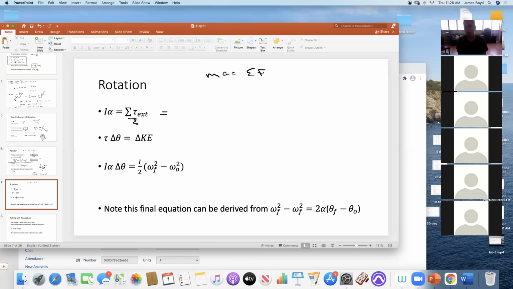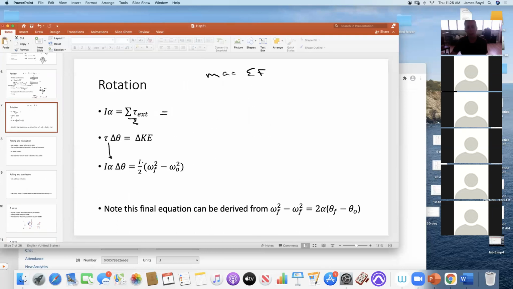The kinetic energy or work, the change in kinetic energy, is equal to the torque times delta theta. If you multiply I alpha, which is what torque is, times delta theta, you get one half I omega final squared minus one half I omega initial squared. Remember the kinetic energy is I omega squared over 2. But if we go back to this equation, multiply both sides by I and divide both sides by 2, and the 2 cancel, you get this equation flipped around. You can derive that directly from that constant acceleration equation, which is really nice.